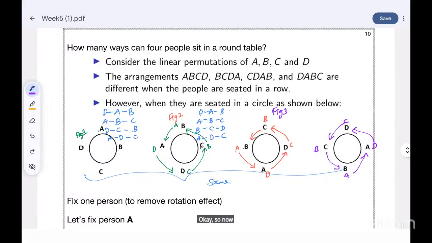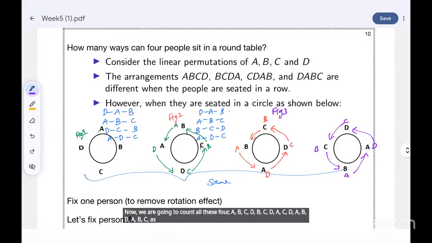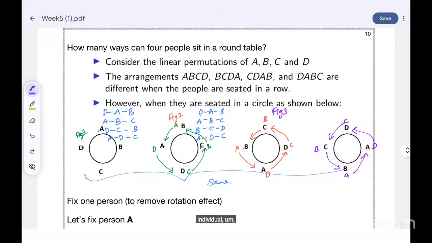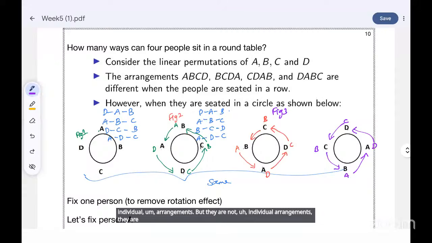Okay, so now we see that if you are using the usual permutation formula, we are going to count all these 4, A, B, C, D; B, C, D, A; C, D, A, B; D, A, B, C as individual arrangements, but they are not individual arrangements, they are the same. So how to fix this problem?